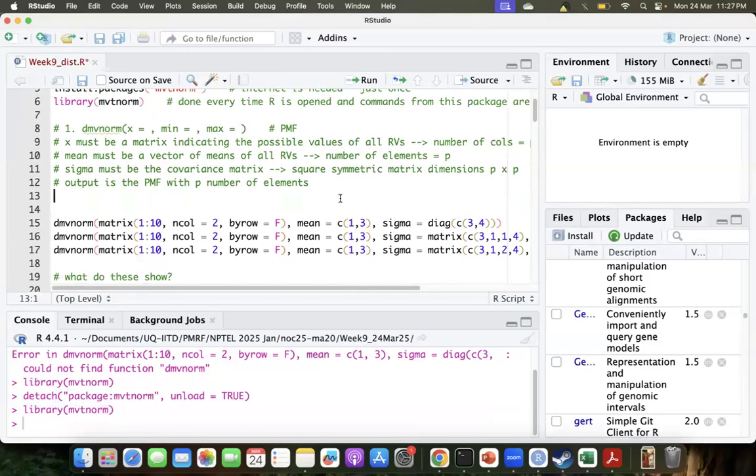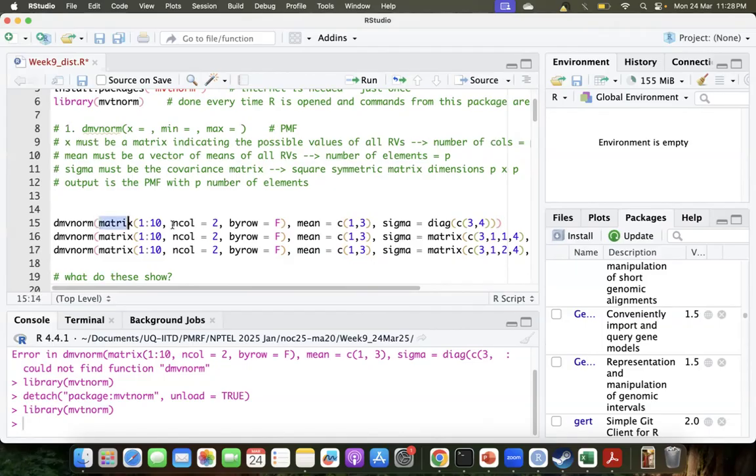Now for the multivariate normal distribution. Right now we'll just talk about the bivariate case. So we have to give it two sets of values. When we want to give multiple sets of values, earlier we just gave it a vector. Now we'll give it a matrix, and in that matrix, each column is going to be one of our variables.